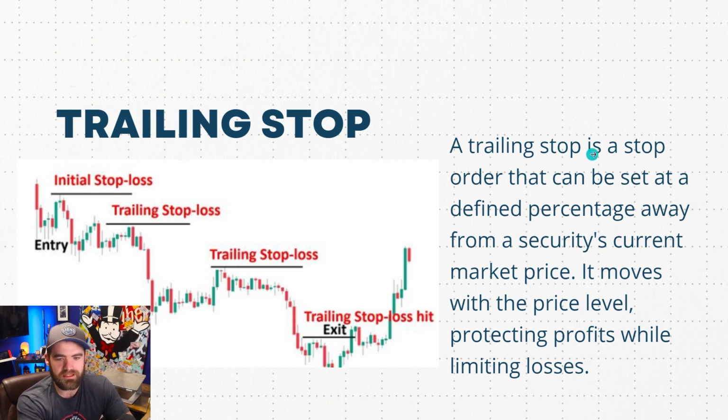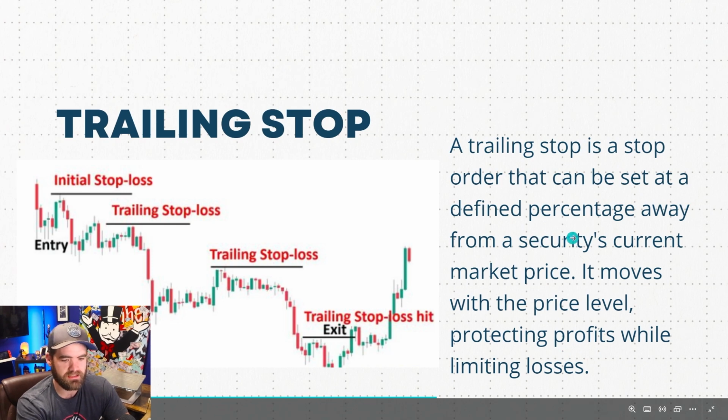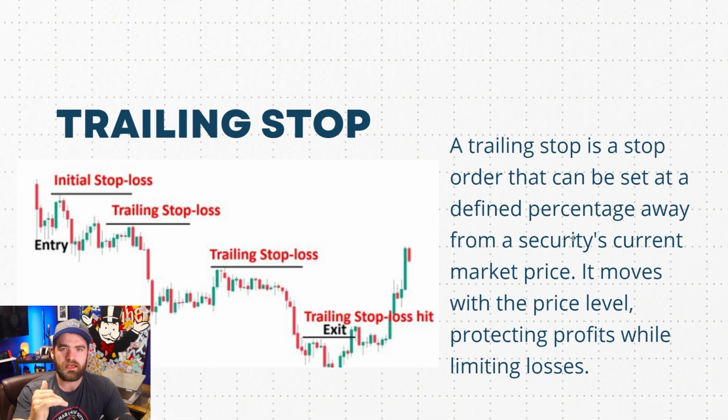A trailing stop is a stop order that can be set at a defined percentage away from a security's current market price. It moves with the price level. So as the stock goes up or down, your stop will just continue to move, protecting profits while eliminating losses. I highly recommend that, and pretty much all you're really doing is just moving it to the nearest support levels. That's a little tip there too.